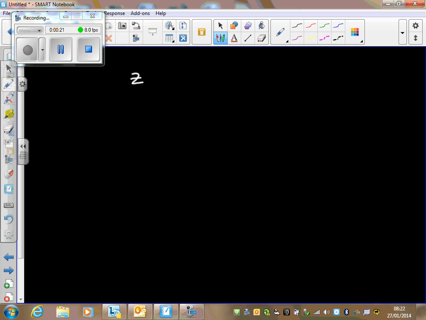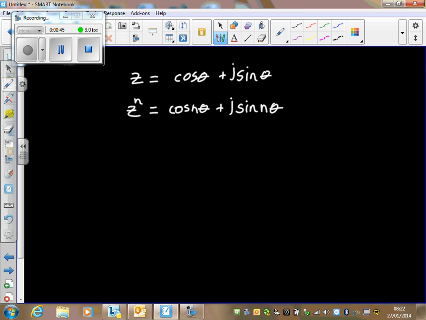Okay, Z is equal to cos theta plus J sine theta. Standard. This is polar modulus argument form. The modulus of this complex number is 1, the argument is theta. Now we know that Z to the n is going to be cos n theta plus J sine n theta using De Moivre's theorem.